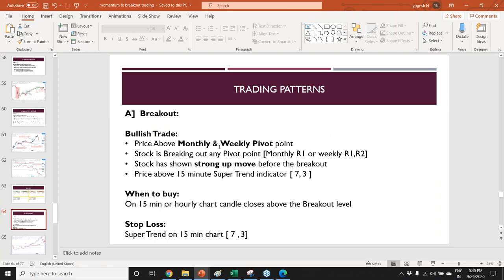Now the pattern here is, one is the breakout pattern. How you take a bullish trade is, price is above monthly and weekly pivot both. That means stock is bullish.